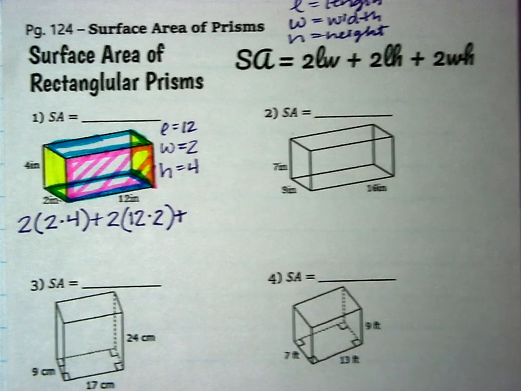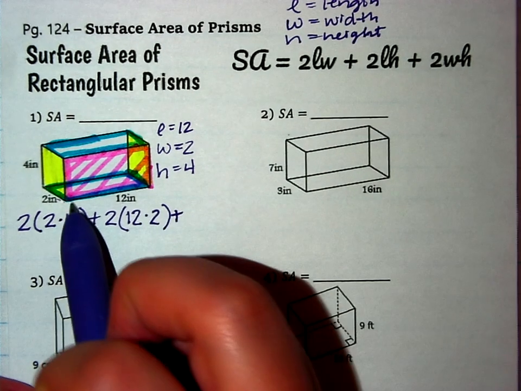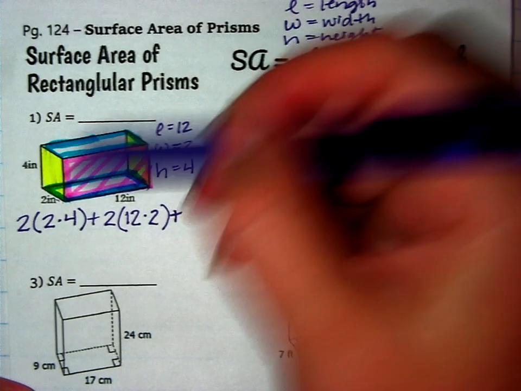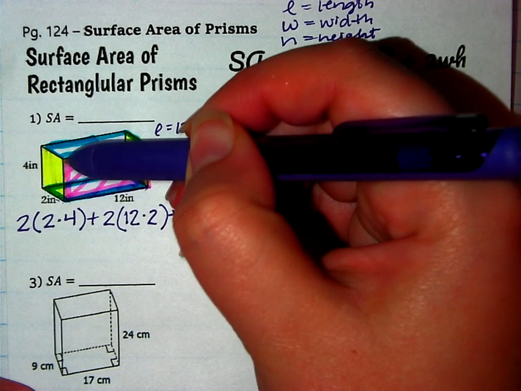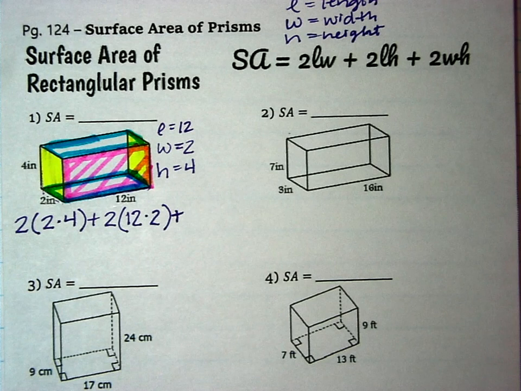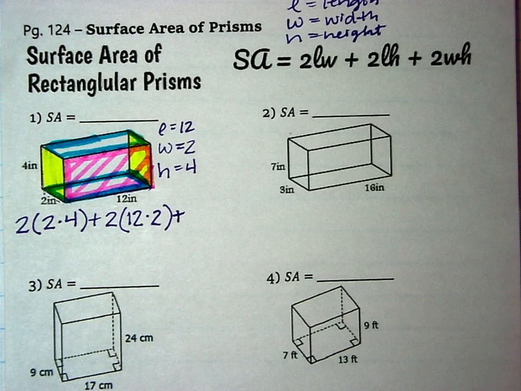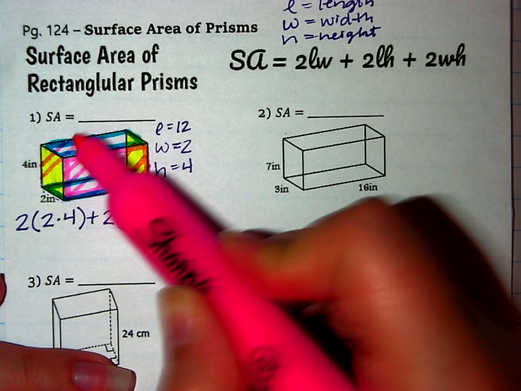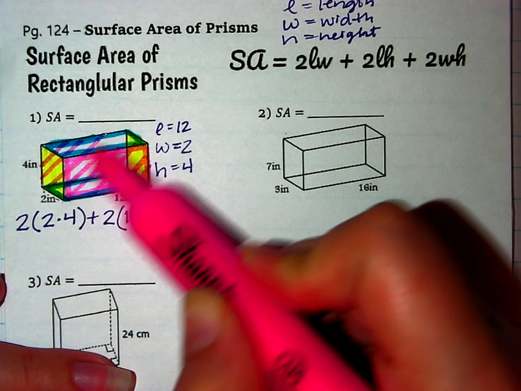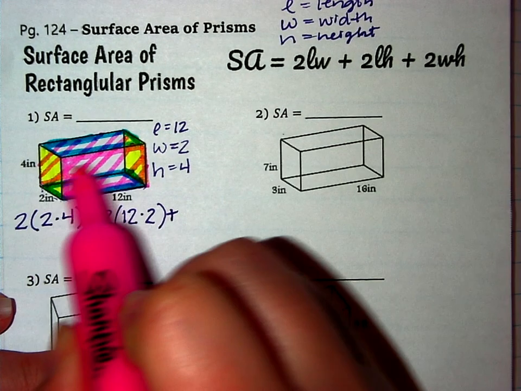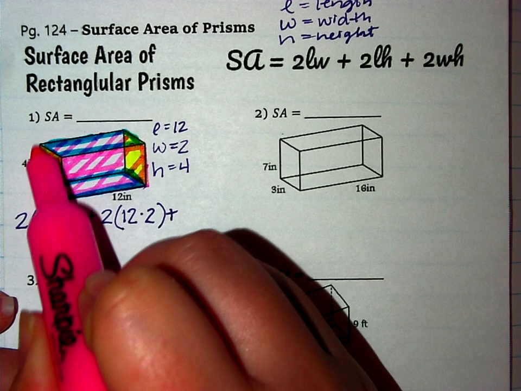And what are the dimensions of this rectangle? We see the 12 is the base, and the height is 4. So the area of that rectangle will be 12 times 4. And we also have 2 of these. There's this one in the back. So we have the one in the front and the one in the back.